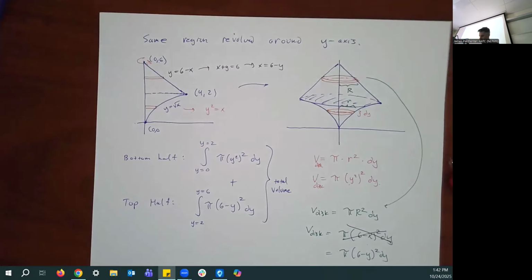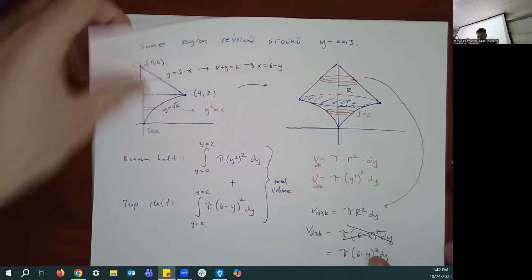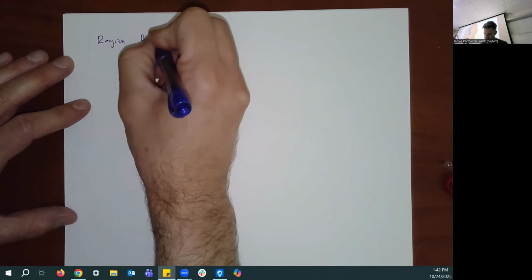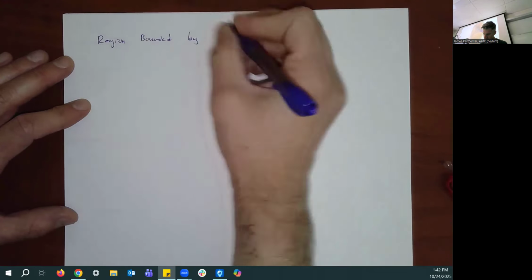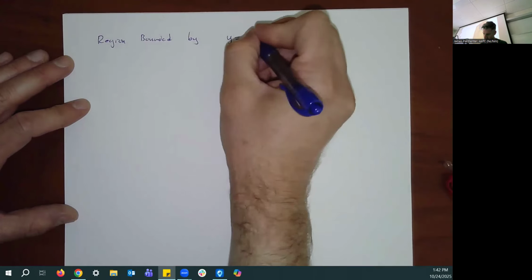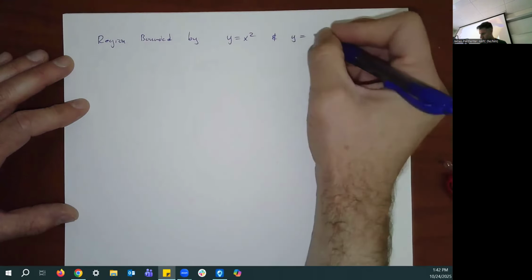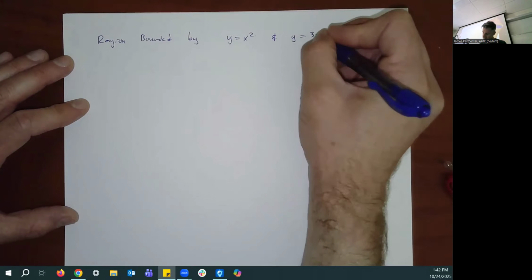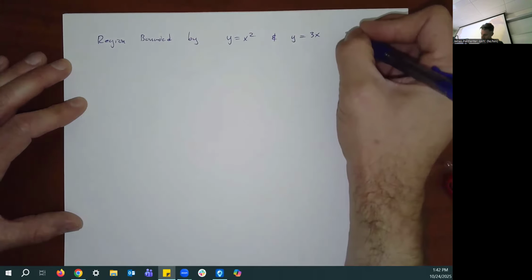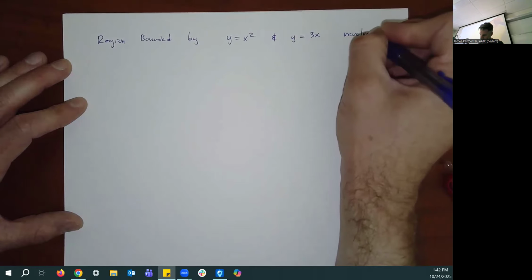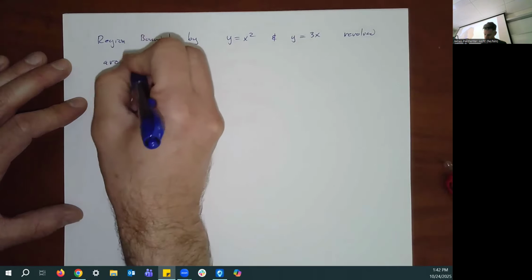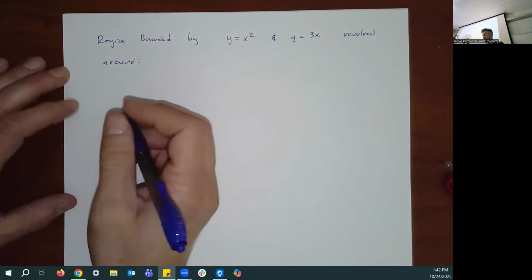All right, so here's the idea. Let's say we wanted to take a simpler region. We'll do something that's pretty nice, like the region bounded by y equal to x squared and y equal to 3x, revolved around a couple different things.